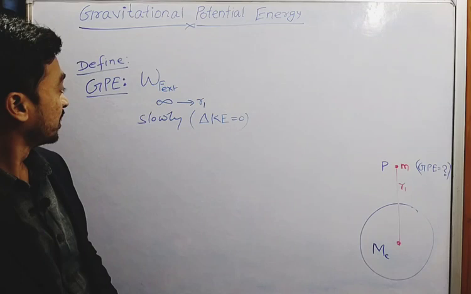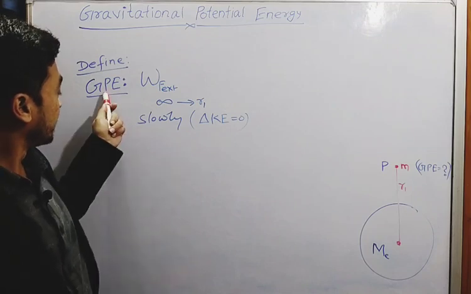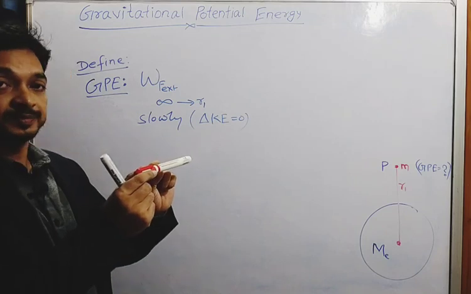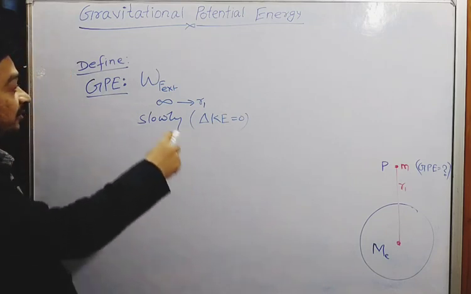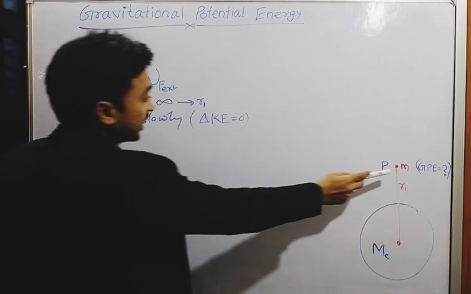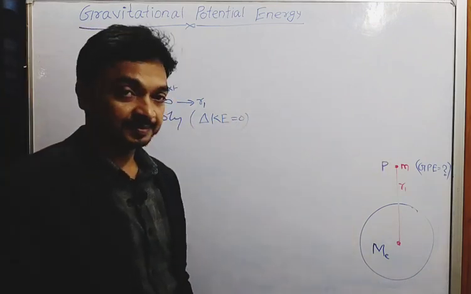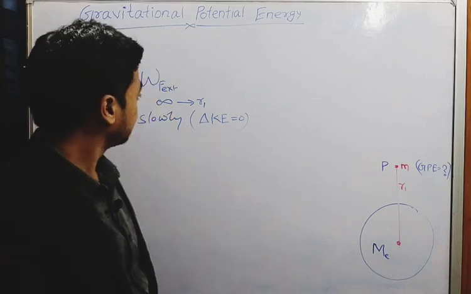This is the definition. Gravitational potential energy is defined as the work done by an external force in bringing an object from infinity to that point slowly, without changing its kinetic energy.